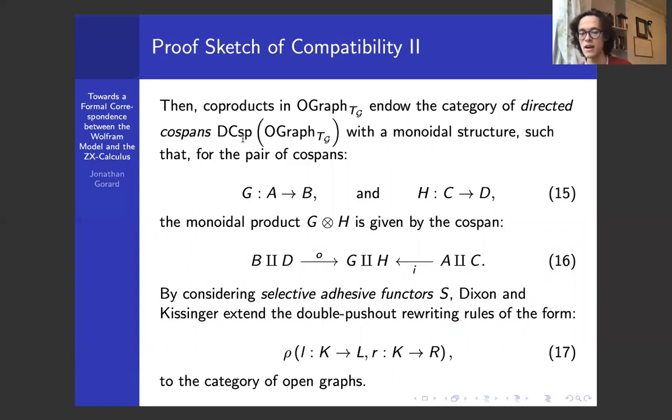But another thing that Dixon and Kissinger give us is an extension of the double pushout rewriting rules that I showed at the beginning to this more general category, going beyond the category of graphs to the category of open graphs, i.e. to the category of graphs where you can have edges that don't actually have vertices at the endpoints, that just hang loose as inputs or outputs of your ZX diagrams.